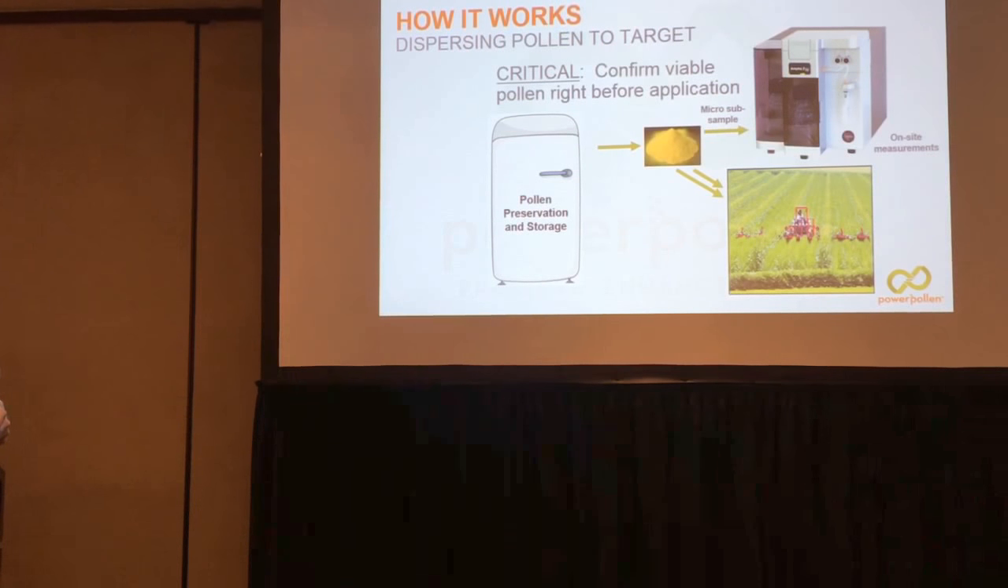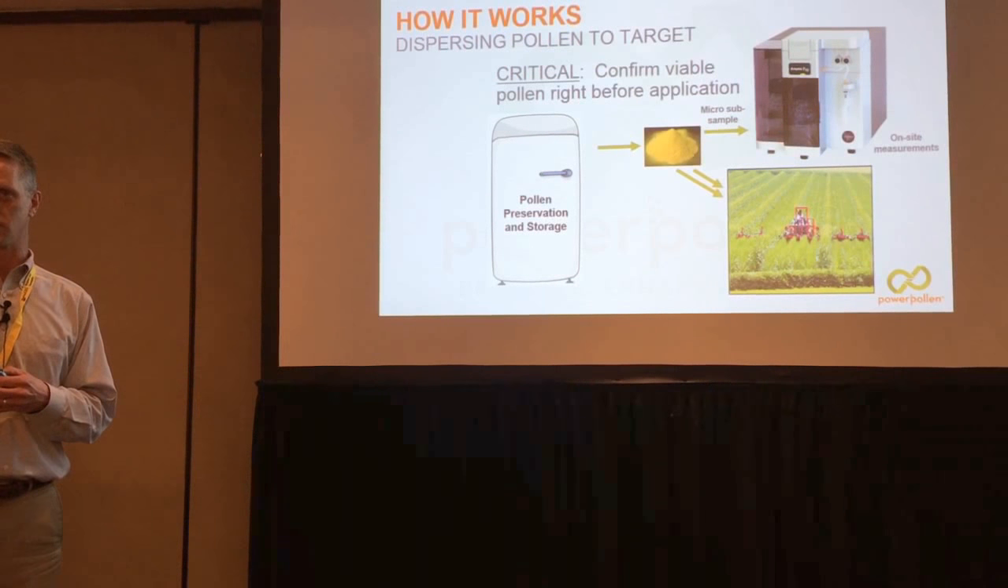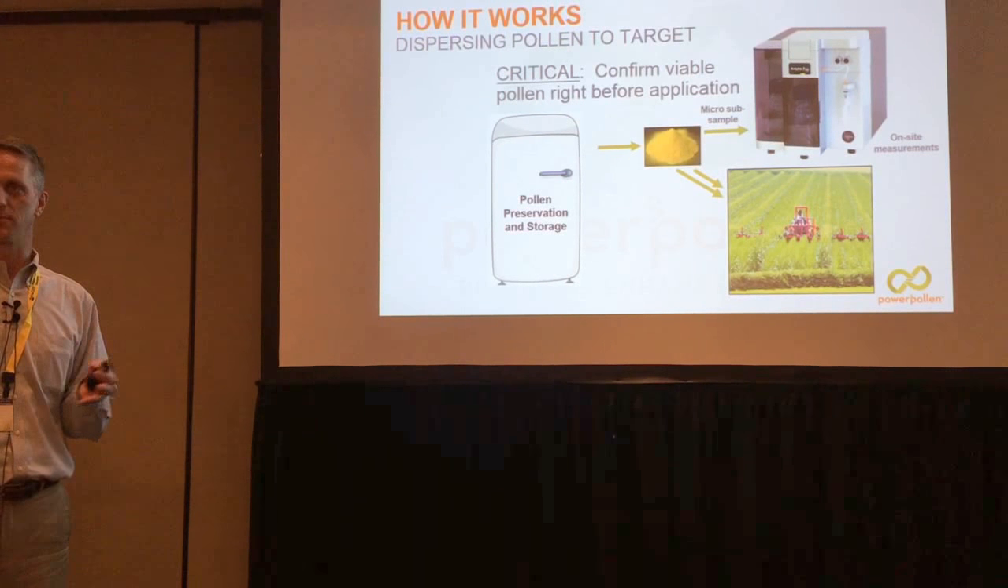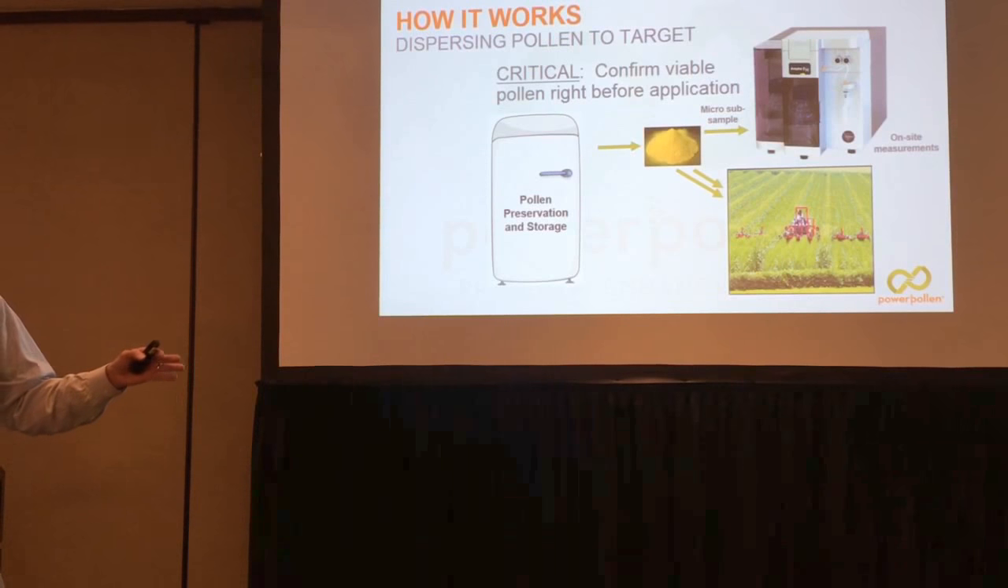And then finally, dispensing the pollen. It's critical that when we go to dispense, that we take a micro subsample right before dispensing, and we take the rest of the pollen out to the dispensers, and we know even before we load the pollen onto the dispensers that the pollen is alive. There's no other way to do this. Germination media wouldn't tell you. We want to know before we're running through the field that it's alive. And we get that data. It's been a tremendous help for our program.